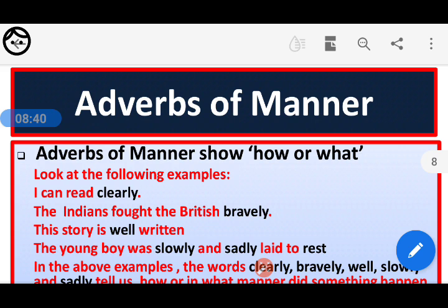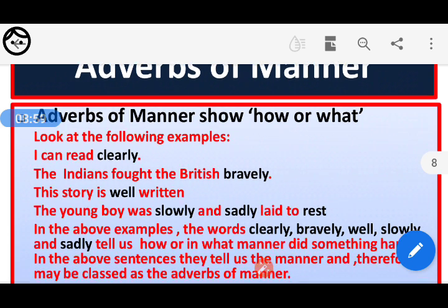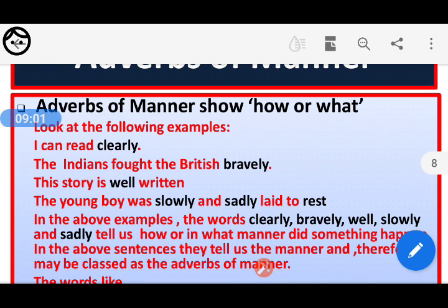The young boy was slowly and sadly laid to rest. Now, slowly and sadly laid to rest. Slowly and sadly are the adverbs of manner. Now you can see also that "rest" is written in black, but it is not like that. It is a typing mistake. So sadly and slowly are the adverbs, as I have already written in the coming lines.